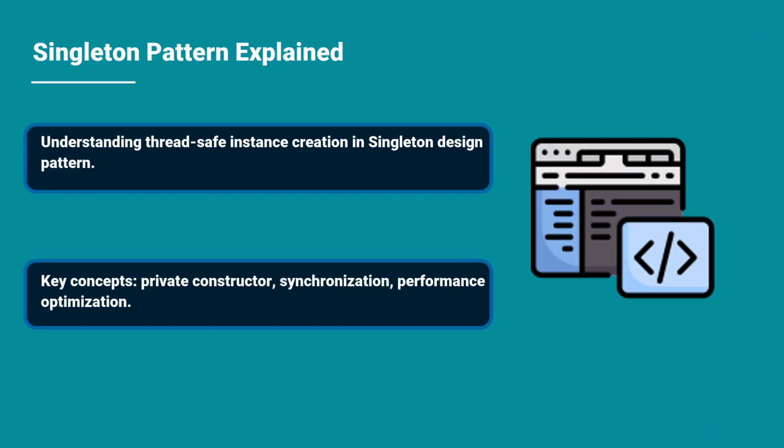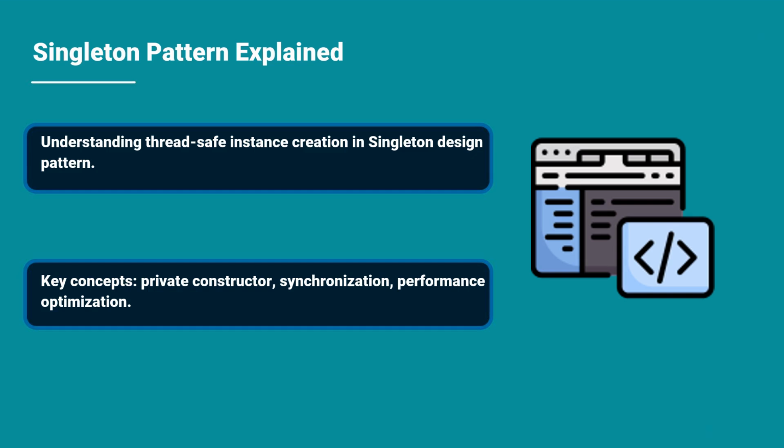Now let's break down the code. The private constructor prevents external classes from instantiating the singleton class directly. The getInstance method first checks if the instance variable is null. If it is, we enter a synchronized block to ensure that only one thread can access this section of the code at a time. This is where the locking happens.